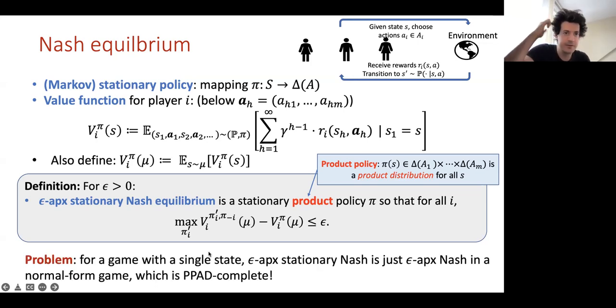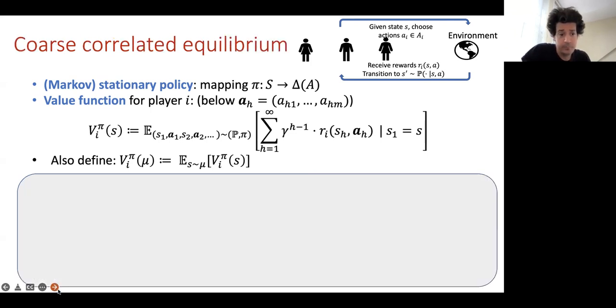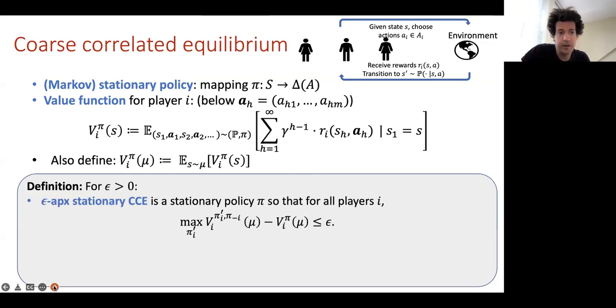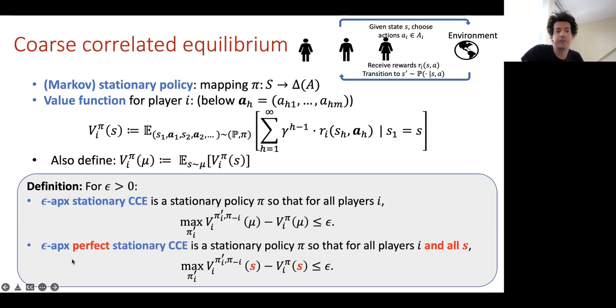And I already said that this is at least as hard as solving normal form games, which motivated epsilon-approximate stationary CCEs, where again I'm introducing approximation and perfection. So I'm going to call a policy an epsilon-approximate stationary CCE if this first equation is true, which has a starting state sampled from mu. I'm going to call it perfect if it simultaneously is near optimal no matter where you start.